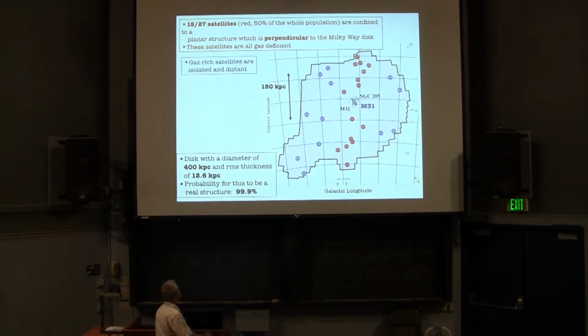And they discuss that, and basically what they find is they have the three-dimensional position, so also the direction towards us. They see the plane has a kind of a diameter of 400 kiloparsecs and a thickness of 12 kiloparsecs, and then they distributed 27 satellites randomly and found out how often 15 satellites would lie in such a thin plane. And they find that the probability that this is a real structure is 99.9%, that only 0.1% you would get this accidentally.